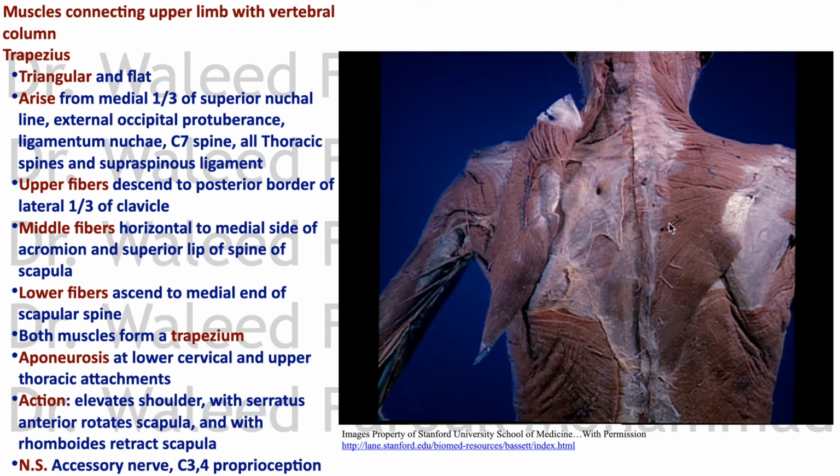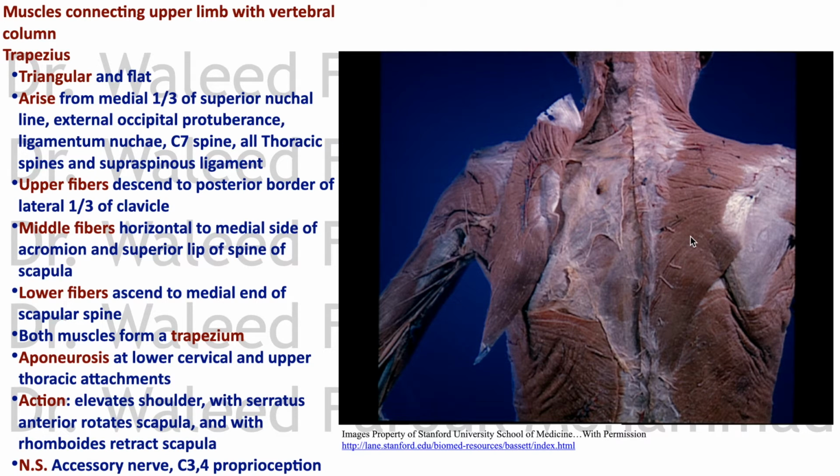And with serratus anterior, it rotates the scapula by pulling this way. The serratus pulling that way, it will rotate the scapula in raising the arm. The raising of the arm doesn't involve only abduction to 90 or 100 degrees or so. Then the rest is by rotation of the scapula. And together with rhomboids, it can retract the scapula.